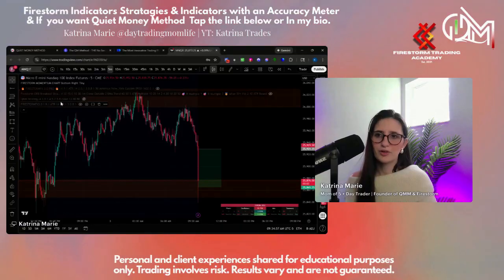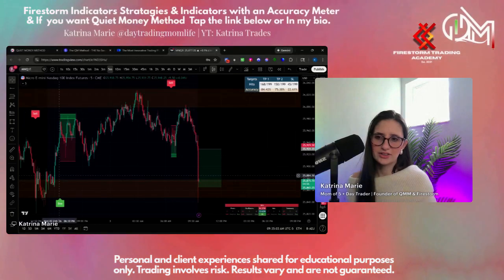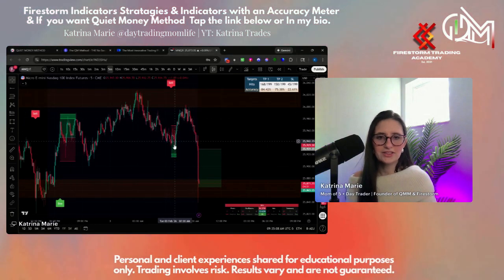And then if you're wondering what Firestorm FX 3.0 is, Firestorm FX 3.0 is an indicator that can send signals to your phone, as you can see right here. Sadly, this one hit stop loss, but had the same logic as me.